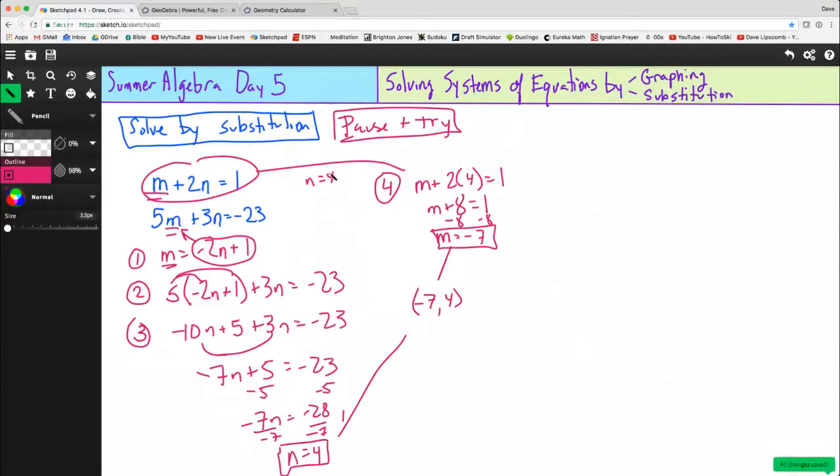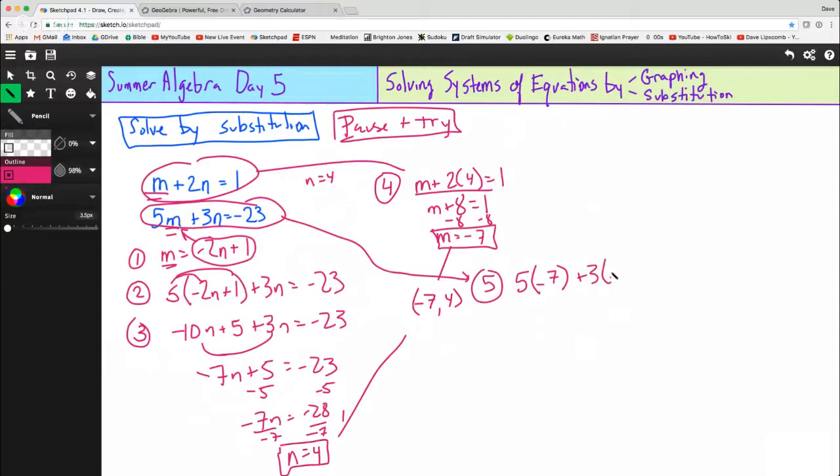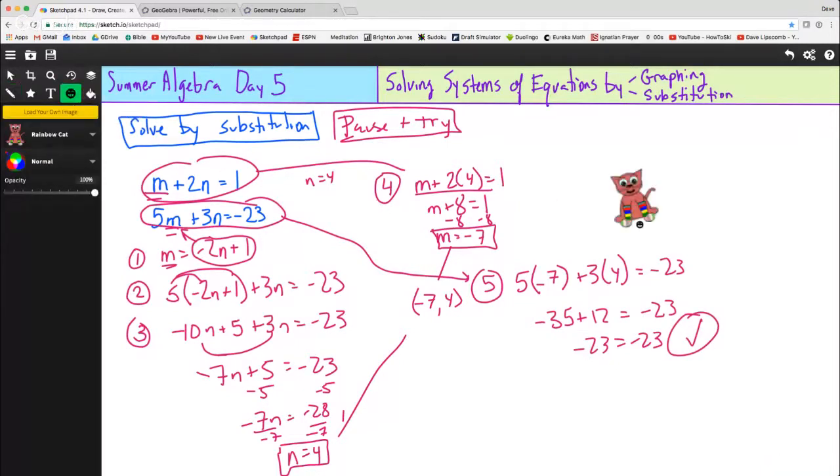But I need to take the equation that I didn't use in step number 4, which is this one, and verify my answer. This is my check step. So 5 times negative 7 plus 3 times 4 equals negative 23. Is that true? Does negative 35 plus 12 equal negative 23? Well, I think it does, because negative 35 plus 12 is indeed negative 23. Negative 23 equals negative 23. Michael Jordan's negative number, the anti-Michael Jordan, check. And we are good. That is a happy cat.